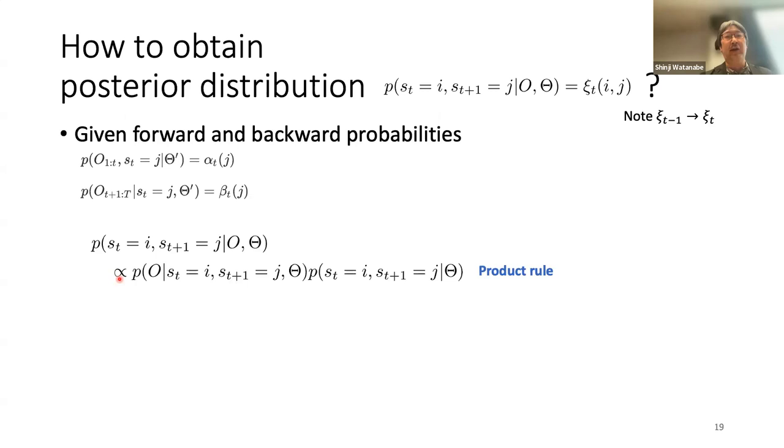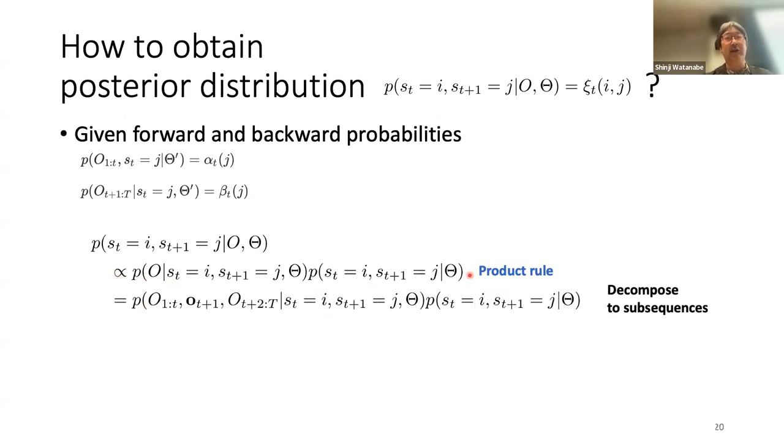Okay, so it is still complicated, and then we can decompose the entire sequence into subsequences, which we used last week, right? We are just rewriting the entire sequence as subsequences, so that it is easy to factorize the equation later.